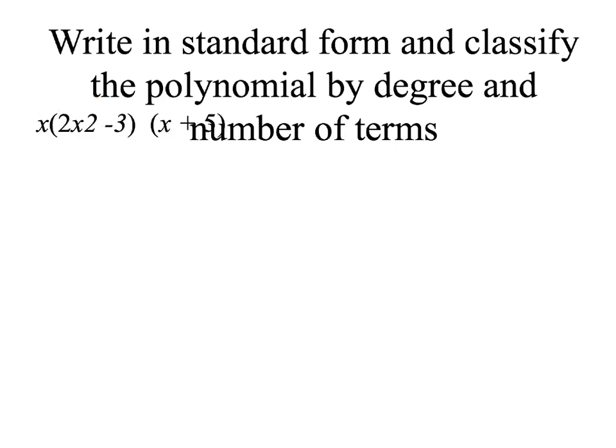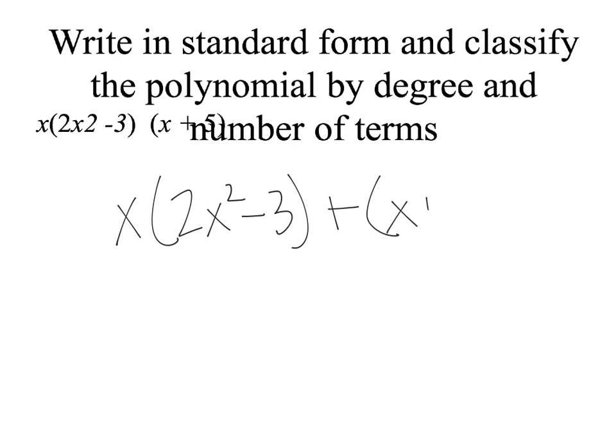So then this last one is a U-tri. I'll write it a little more legibly. X times 2x squared minus 3 plus x plus 5. So go ahead, simplify this, write it in standard form, and classify it by degree and number of terms, and I'll see you tomorrow.